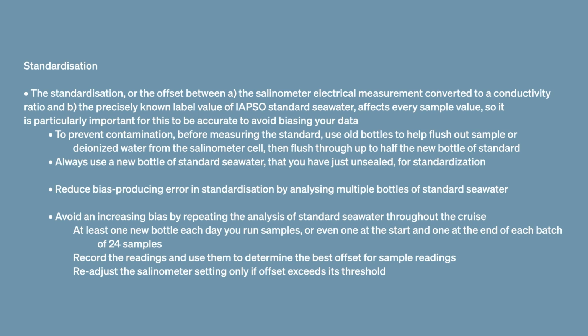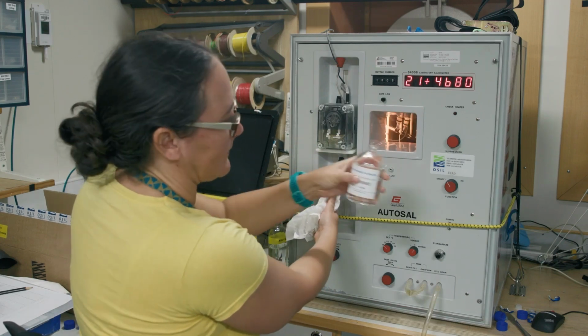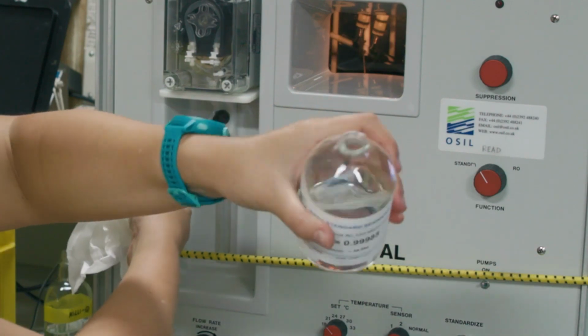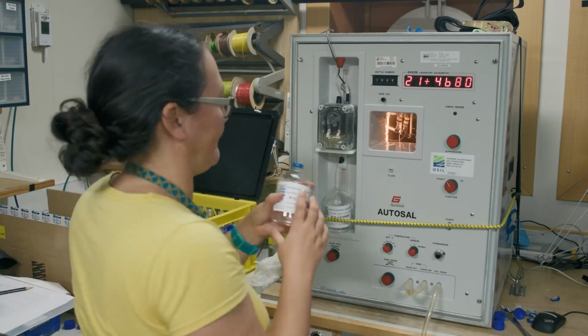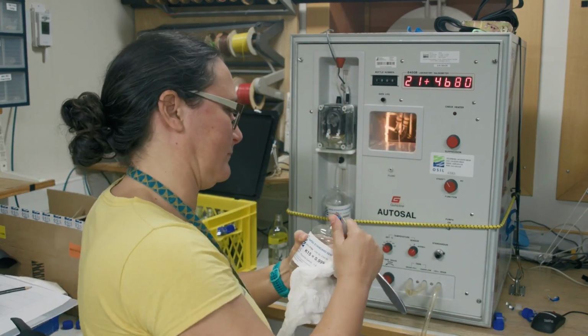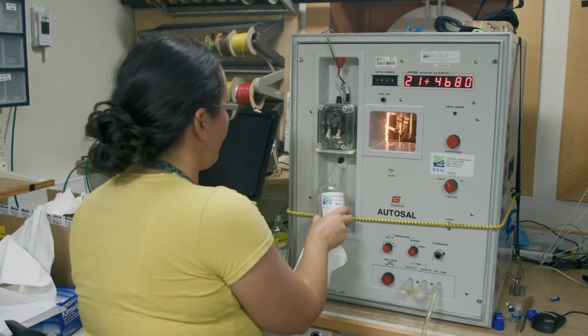So let's say we have standardized the machine, and now it's a few days later, we have samples to run. So the cell has been filled with distilled water in the meantime, so we will again start with several flushes of an old bottle of standard seawater. Then we'll take a new sealed bottle, remove the seals, and the new bottle is inserted carefully using a tissue to dry any droplet on the tube.